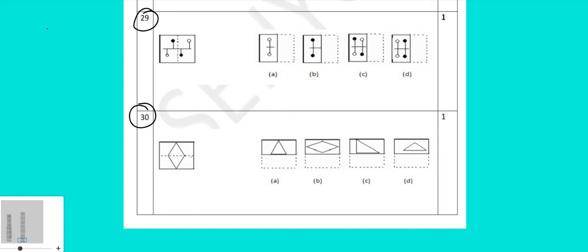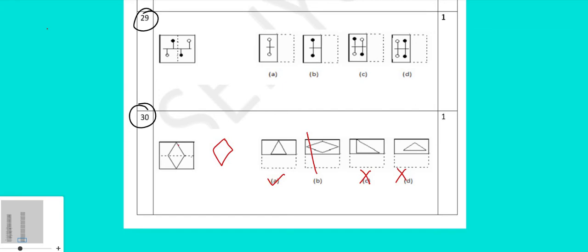Viewing question number 30, we see that here it is a diamond. A diamond shape, when it is folded, as it has all equal sides, will just look the same after folding the paper as well. So our option B is definitely not the answer because this won't be the figure at all. Neither is C, neither is D. Therefore making A our correct option here.